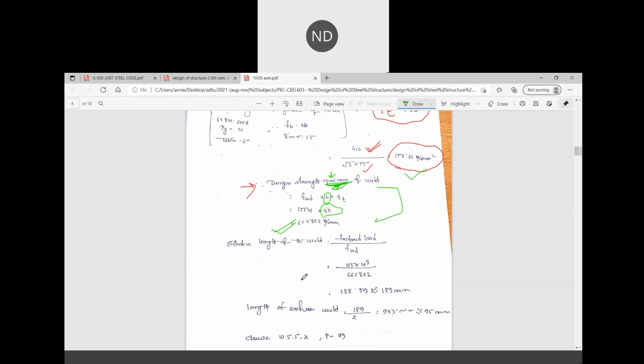So when you have the effective length of the weld, how are you going to find it out? The factored load, into, okay, the meeting is going to end now.